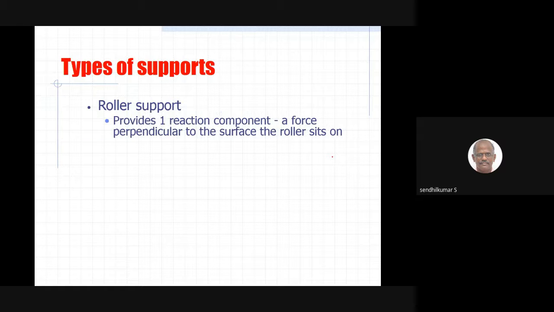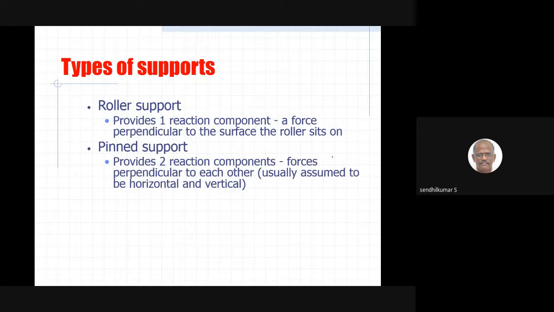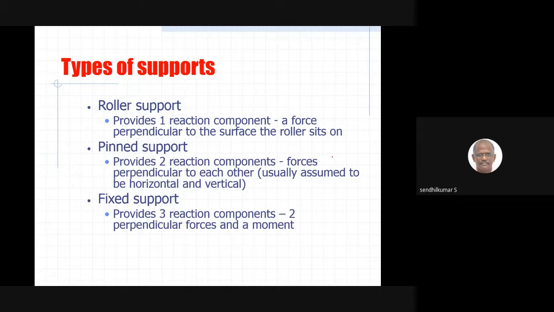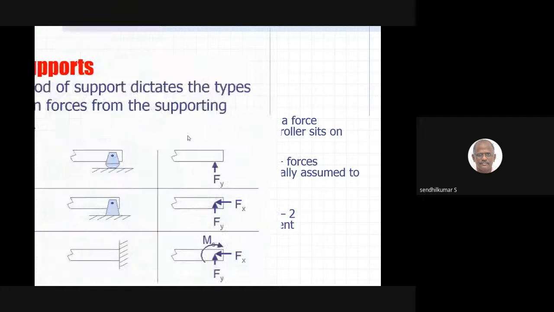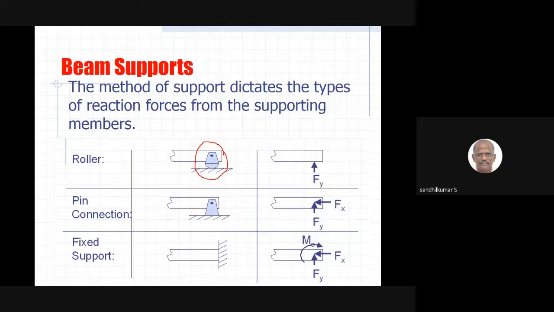Before going into the detail of shear force and bending moment, we should know what types of supports can be provided. The first one is a roller support, the second a pinned support, the third a fixed support. What is meant by roller support? These are roller supports in the image. Due to a roller support, we will have only one reaction force, the vertical force Fy.